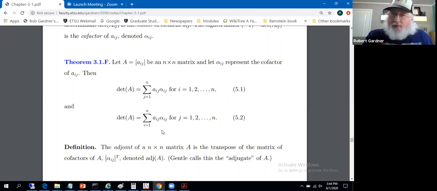How convenient if we've got a row with a bunch of zeros in it, or a column with a bunch of zeros in it. Or if we could introduce a bunch of zeros using row operations and apply some of the stuff we've seen earlier. Okay, let's go through, sit tight, a proof of theorem 3.1.f.